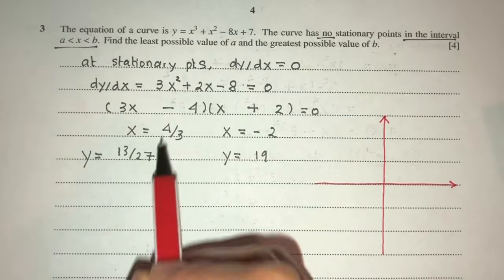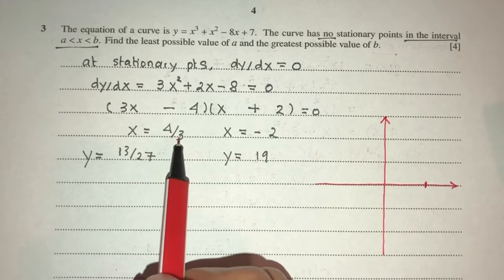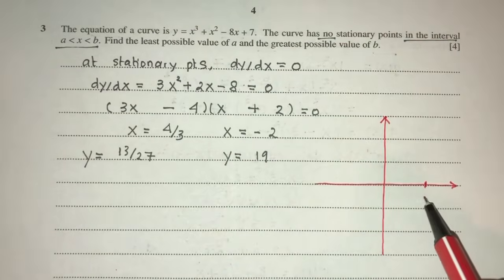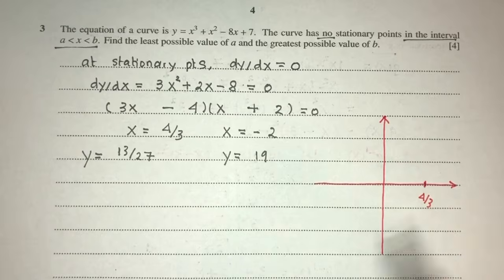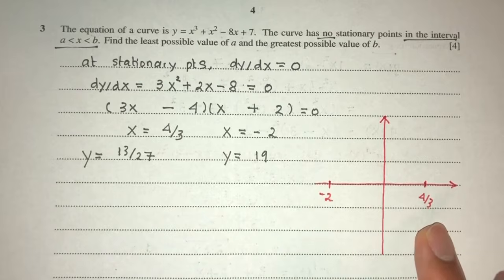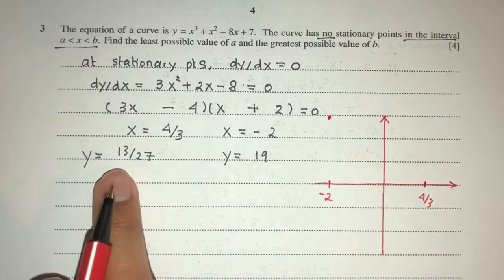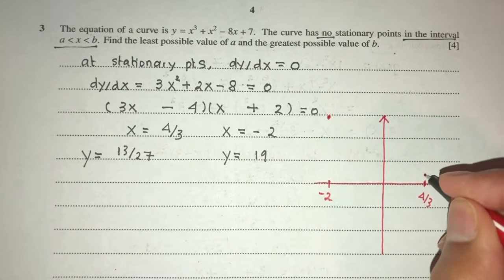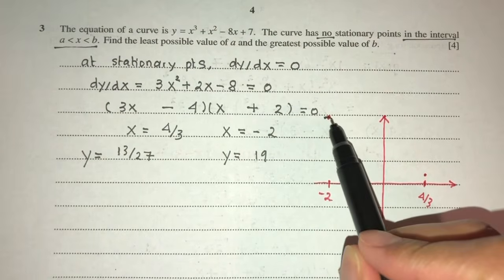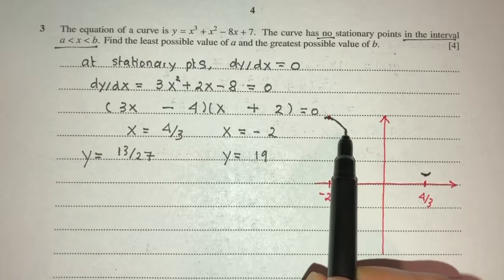Basically at this point it is a positive point. It will be here, and the x value is 4 divided by 3, so 1 point something. And this one is minus 2. These two are stationary points. This is 19, so that will be up here, and this is a bit below, around here. Okay, I see, that is good then. So in that way, this will be your maximum point and this is your minimum point. So your curve will look something like this.